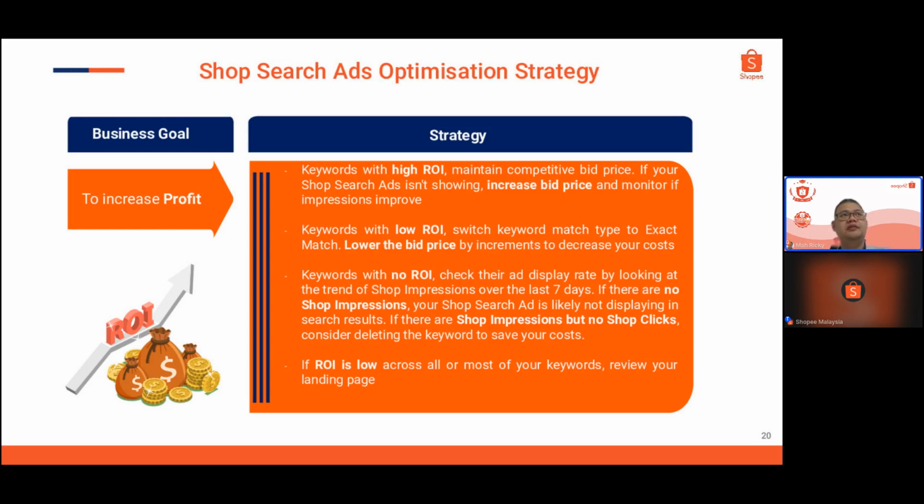Because for example, for this fasting month, initially my budget is about 2 ringgit. So I will test the ADS for maybe 3 days, 5 days to see the result. When I see the sales keep coming, then I will increase my budget to 5, 10, 20, 30, and so on. I will keep pushing because we don't know what the potential is. We just keep pushing and then monitoring. That's all. So this one's for the keyword with a high ROI.